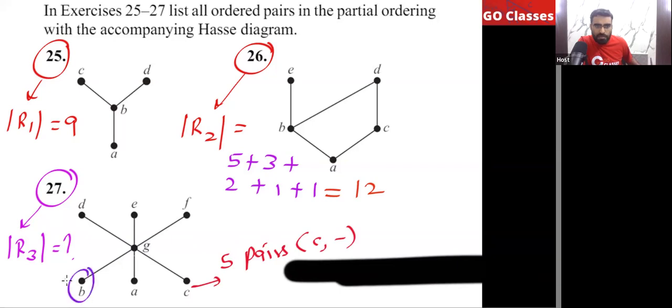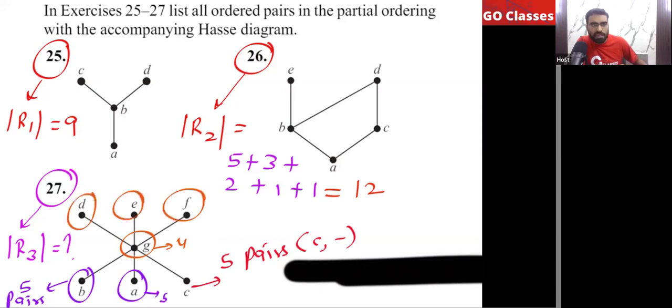You tell me about B. Again, B will have 5 pairs. Yes or no? A will have 5 pairs. Okay. What about G? G will have how many pairs? That will have 4 pairs because G is related to G, G related to F, G related to E, G related to D. Okay. So because of G, there will be 4 pairs. Because of F, there will be 1, there will be 1, there will be 1. Okay. Because of F, E, D.